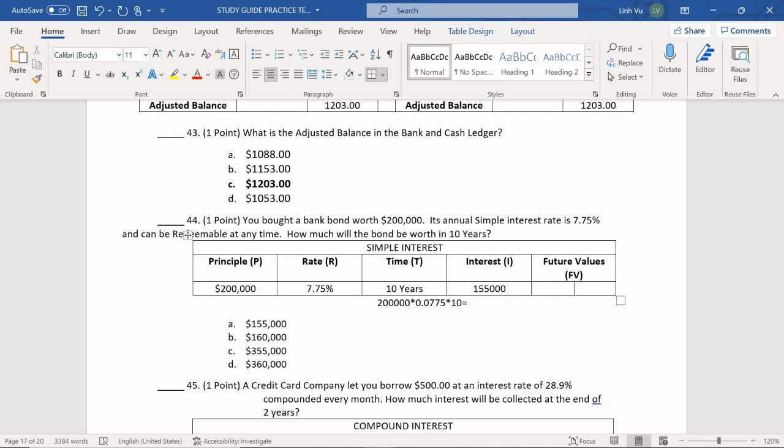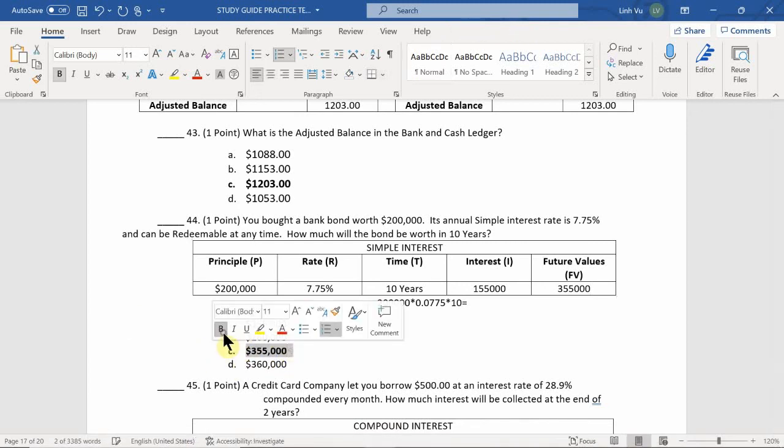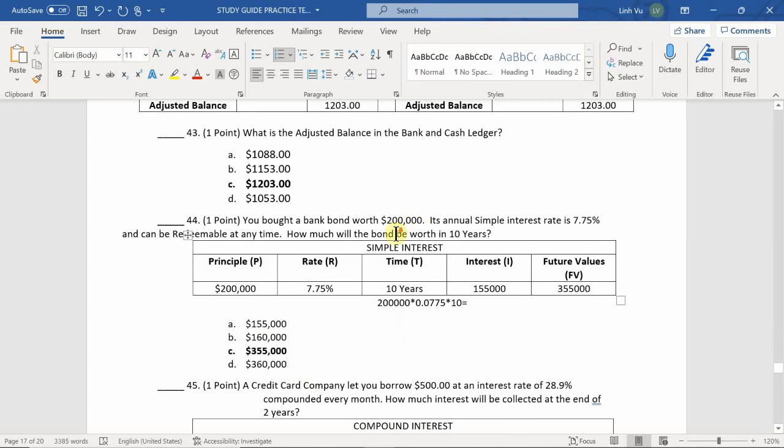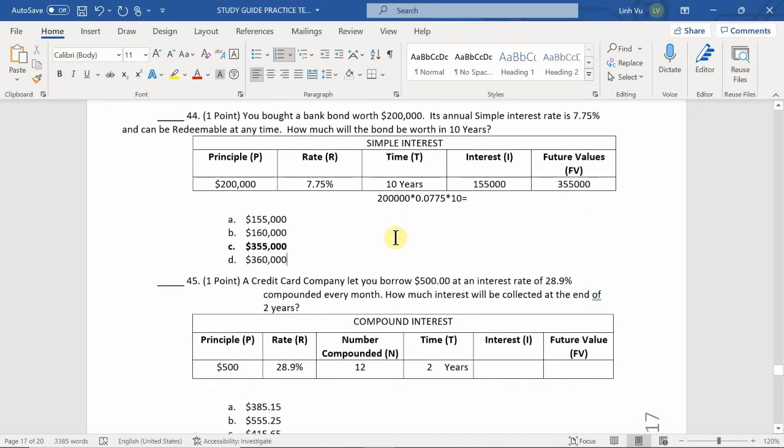All right, so then what is the total future value? Plus, 355,000. Okay. So the question here is asking, oh, I see. What is it asking for? Future value. How much is the bond going to be worth in 10 years? In this case, it's going to be worth C. Good. Make sure you know what you're reading, okay?